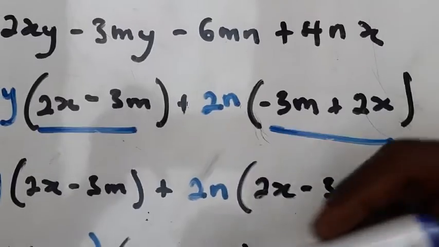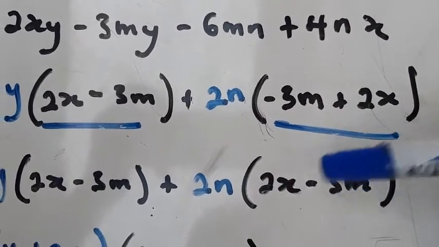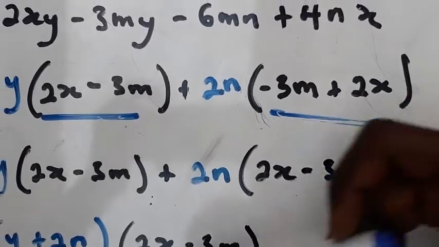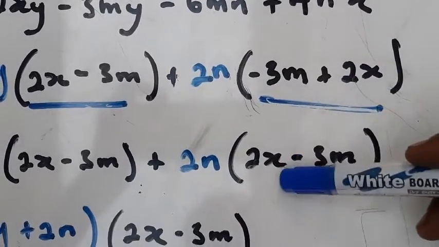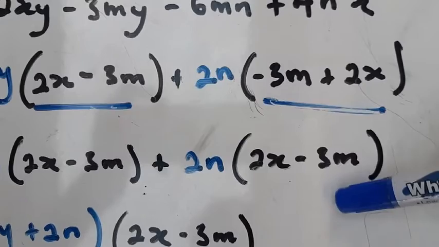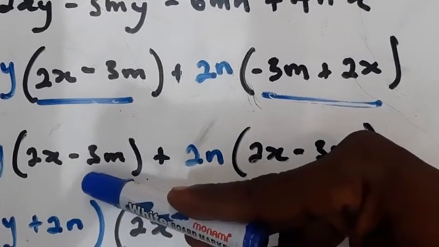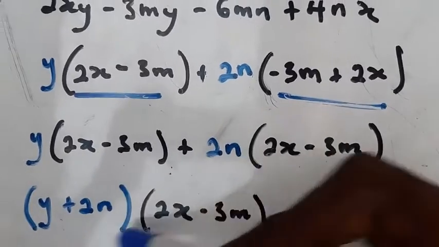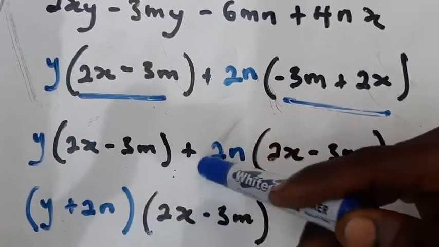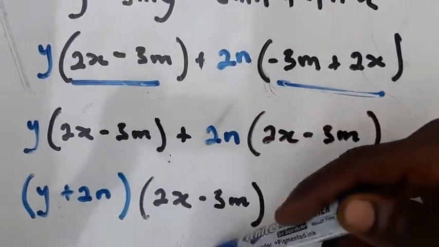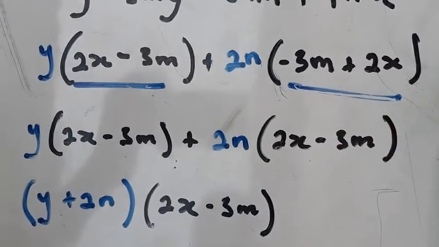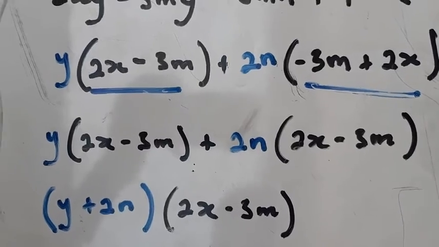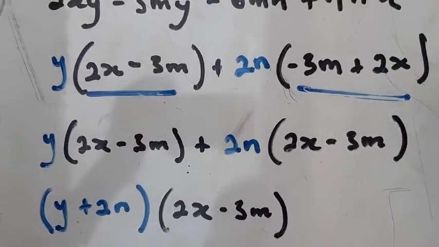Now we want the two brackets to be the same, so let's rearrange this one. You are going to have 2x first, and then minus 3m. Now you can see that these are the same. Since they are the same, you just need to repeat one of them and put the rest into one bracket. That is y plus 2n, and then repeat one of these, which is 2x minus 3m.